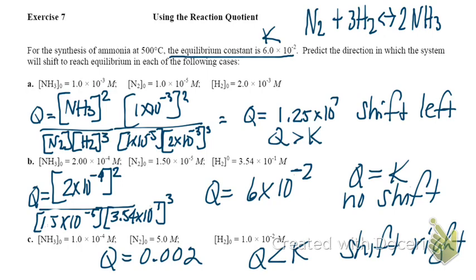So we're using initial concentrations. Okay? Any questions on how to do that? Because that brings us to RICE tables.